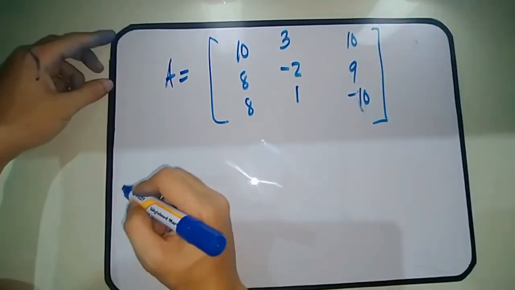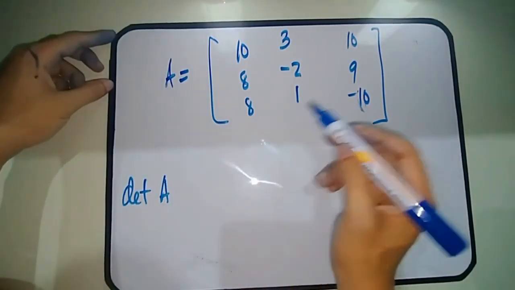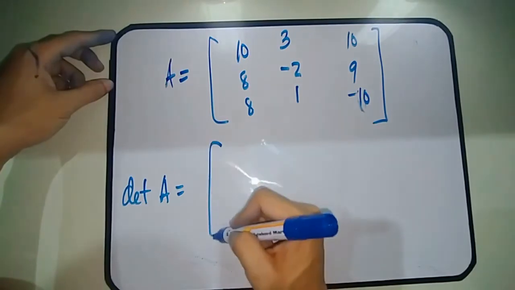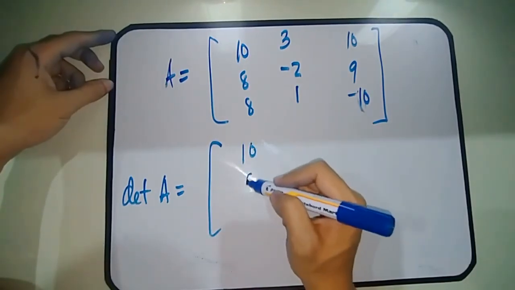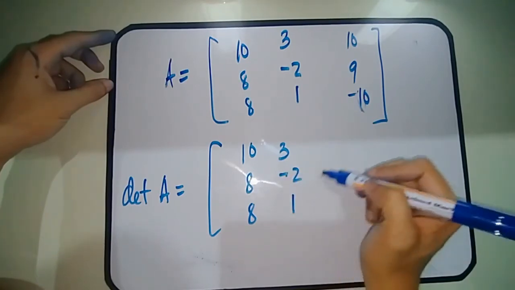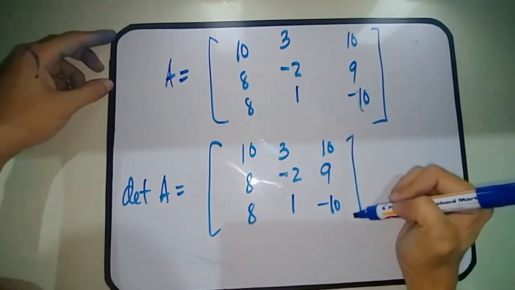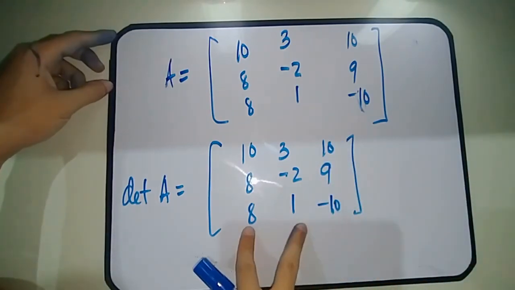Now, the next step, guys, is to find the determinant. For finding the determinant, you have here A. So, let's arrange it, guys. You have here 10, 8, 8, 3, negative 2, 1. You have here 10, 9, negative 10. Then we copy the first two columns.